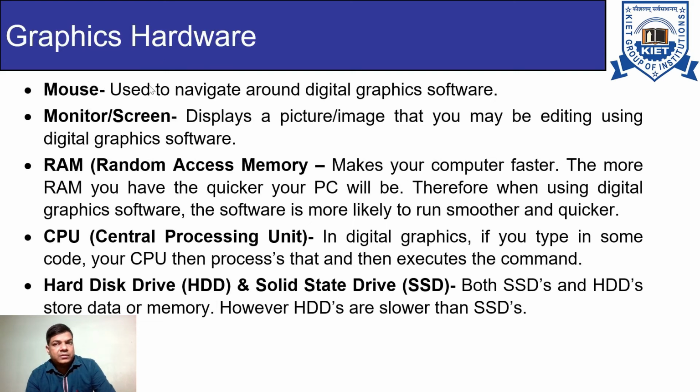Graphics hardware. There is so much graphics hardware we are dealing with, like a mouse to navigate the things. Then we have an output device like a monitor. Then we could have RAM, random access memory, and if the machine has high RAM, then certainly it will speed up the operation. Then we have the CPU, that is the central processing unit, to process the graphics. Then for storage, we have hard disk and SSD, that is a solid state drive.